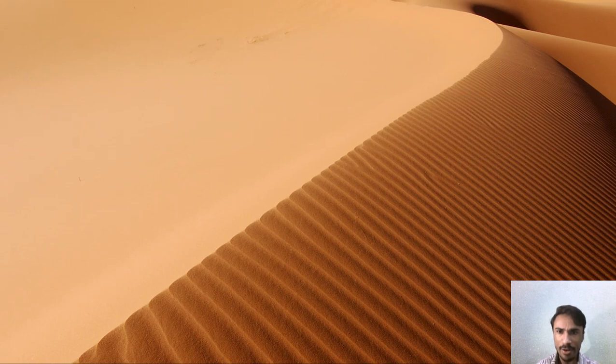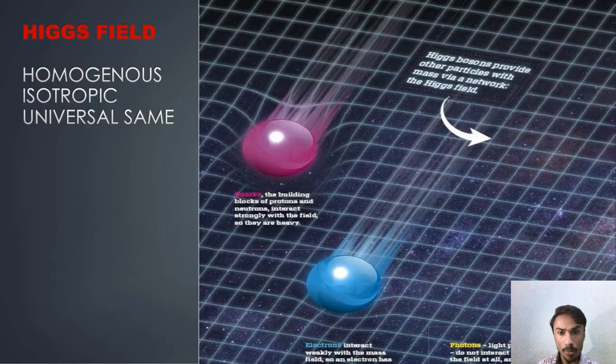That resistance defines your mass, that you are getting this resistance from the sand, and this sand is being generated by the particles of this sand. Now let's move one step further. This is the main idea of the Higgs boson.